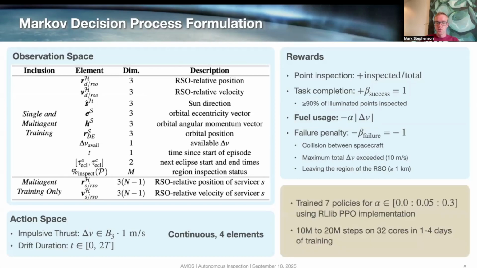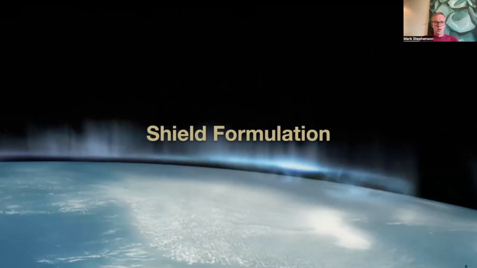To train these policies, we're using the RL implementation of PPO, which is a state-of-the-art deep reinforcement learning algorithm, and we're training policies over a range of this alpha parameter to see how much control we have over that trade-off between fuel usage and time efficiency. And we train these for 10 to 20 million steps each, which corresponds to a few decades of on-orbit time simulated.